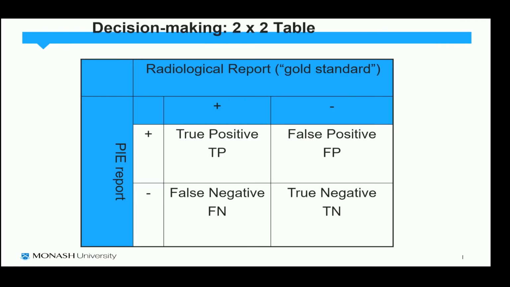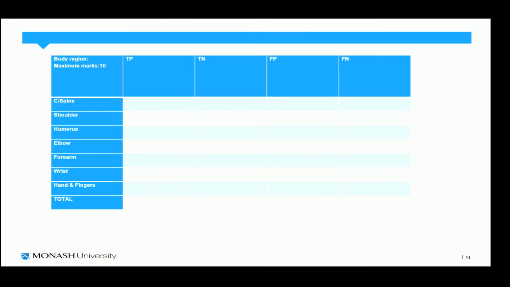You then have to pop that into the 2 by 2 table. For the true positives, that's where you compare it to the radiologist's report, which is the gold standard, your false positive results, false negative, and true negative. And that you can put into a spreadsheet then. As I said, it needs to cover a range of body areas specific to this unit, and it will be marked out of 10.